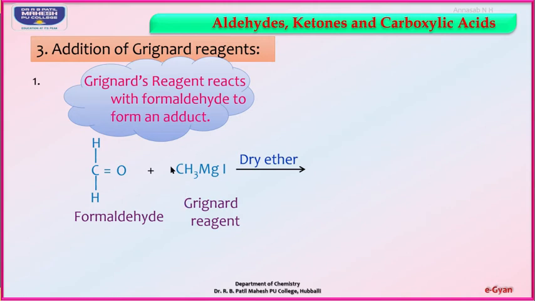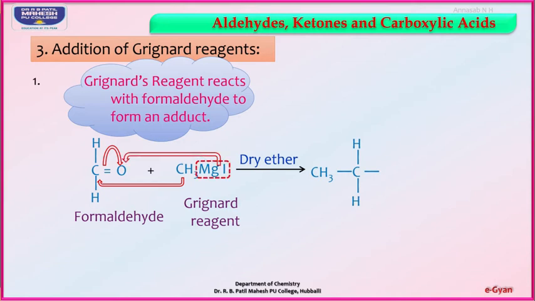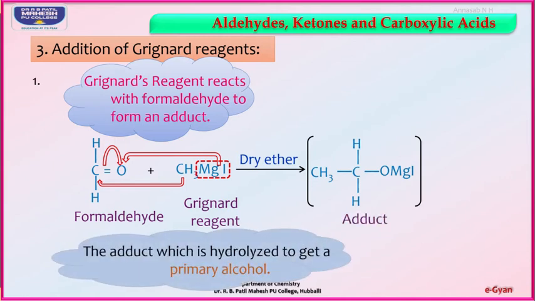So now the alkyl group of Grignard reagent is going to attack the carbonyl carbon. In turn, the bonded pair of electrons of the carbonyl group are transferred to the oxygen atom, leading to the formation of an addition product. So you can see here OMgI. This is an intermediate addition product, which on hydrolysis gives primary alcohol. After hydrolysis MgI is replaced by hydrogen atom.